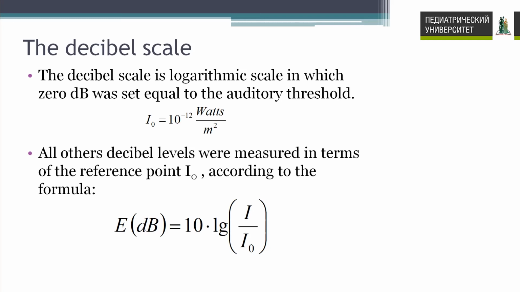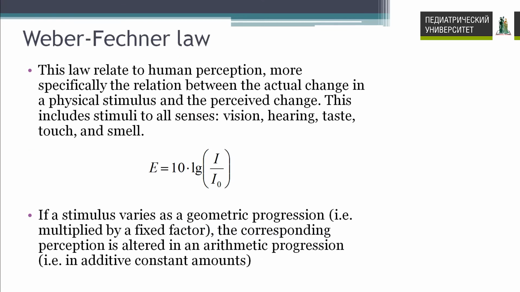Decibel scale is a logarithmic scale in which 0 decibel has been set equal to the threshold of hearing, the minimum sound we hear. All other decibel levels were measured relative to the I0 reference point using the formula. You can see this formula. The level of intensity is 10 multiplied by logarithm of I divided by I0. This is the Weber-Fechner law.